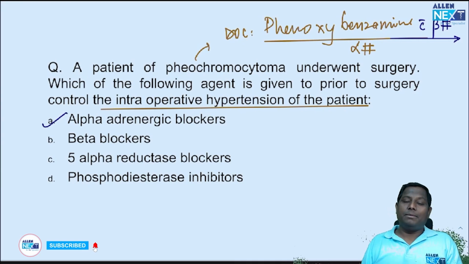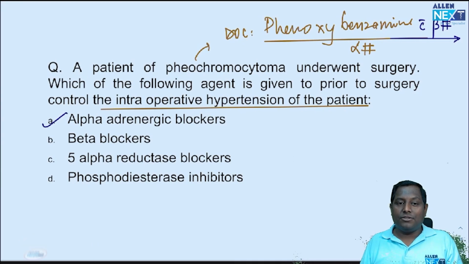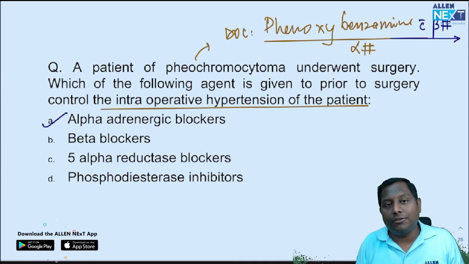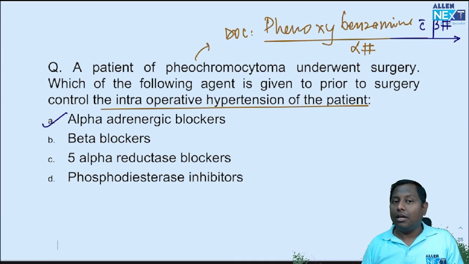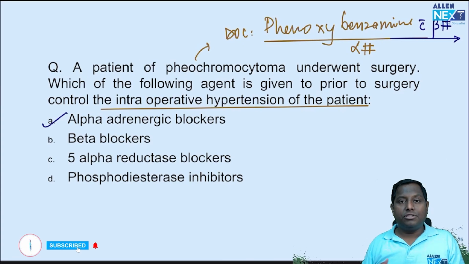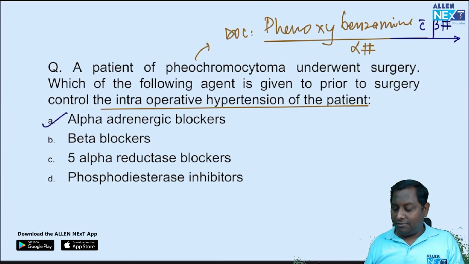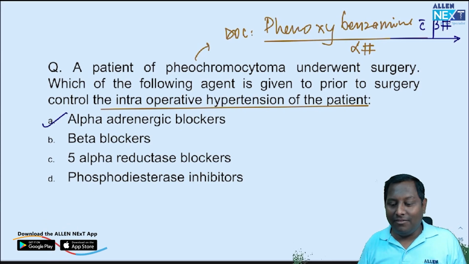5 alpha reductase inhibitor will be utilized for BPH. Phosphodiesterase inhibitor, we have many types of phosphodiesterase. Phosphodiesterase 3 in heart failure, it has antiplatelet activity. Phosphodiesterase 4 can also be used in COPD as an anti-inflammatory. Phosphodiesterase 5 can be used in a patient with erectile dysfunction, like sildenafil, tadalafil. Okay, so we quickly revised that as well.